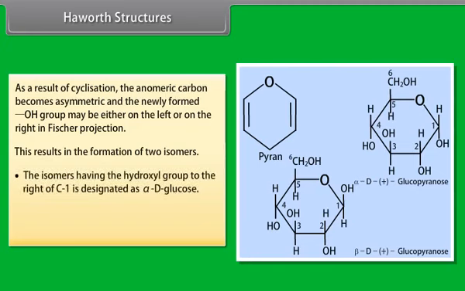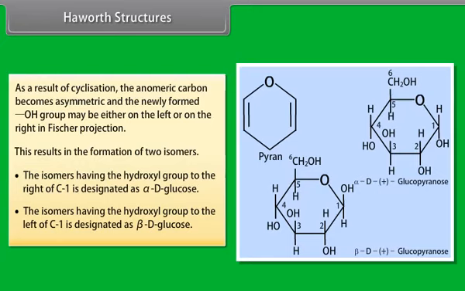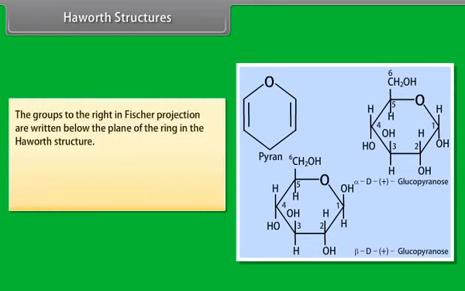It is found to exist in two different crystalline forms, which are named alpha and beta. The alpha form of glucose is obtained by crystallization from a concentrated solution of glucose at 303 Kelvin, while the beta form is obtained by crystallization from a hot and saturated aqueous solution at 373 Kelvin.